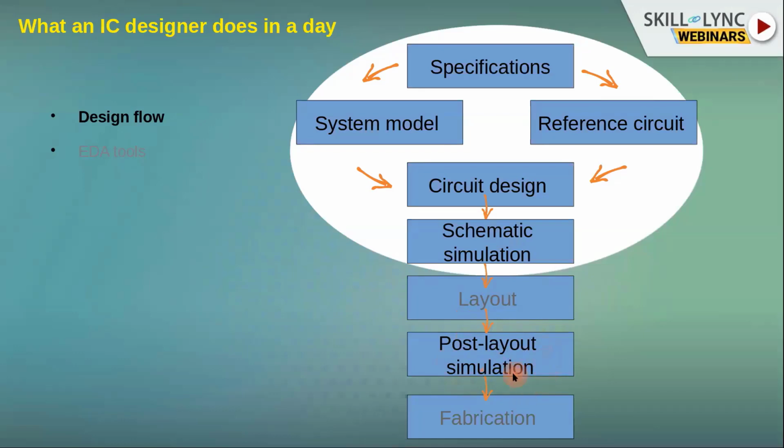So we do post layout simulation as a circuit designer. So this is what you will be doing if you are an IC designer.